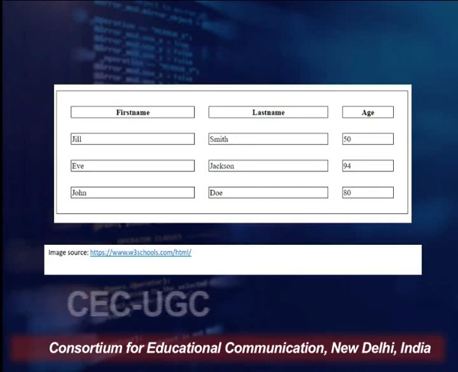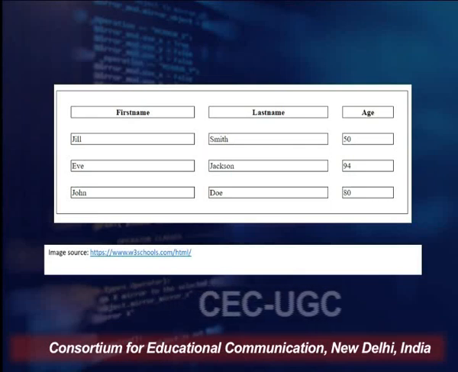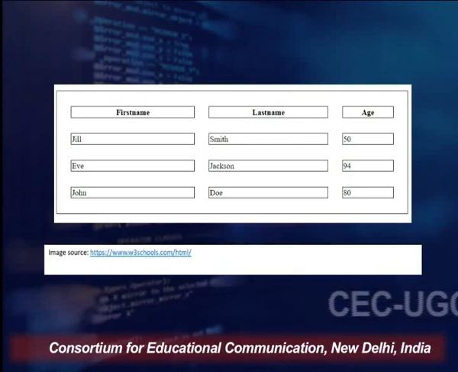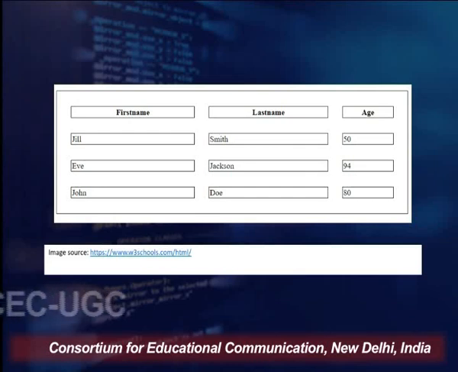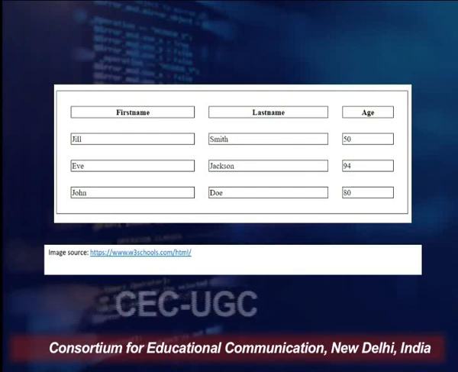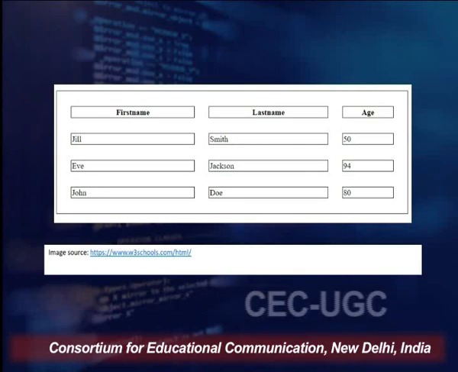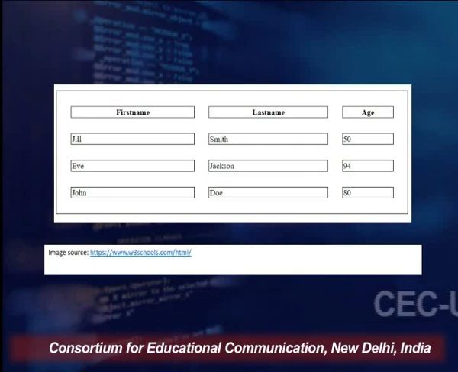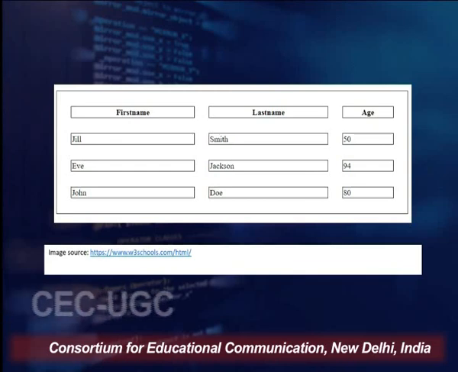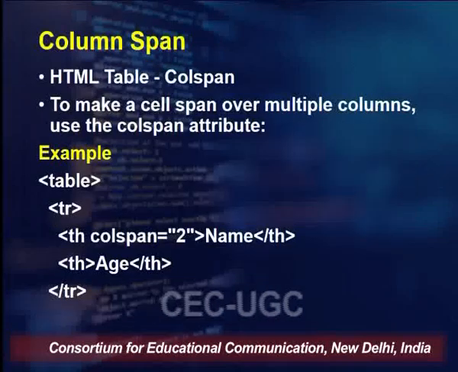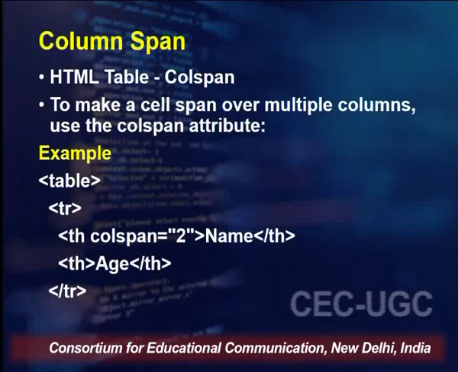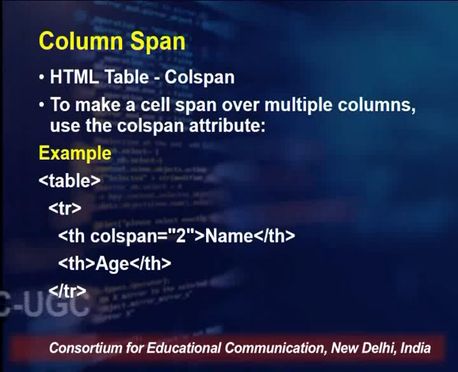These are actually getting far away from each other. This is the cell spacing of 30, and in a normal table when there is no spacing, the default value is 2 pixels. Now after cell spacing and cell padding, let us explore some more attributes, which is column span.